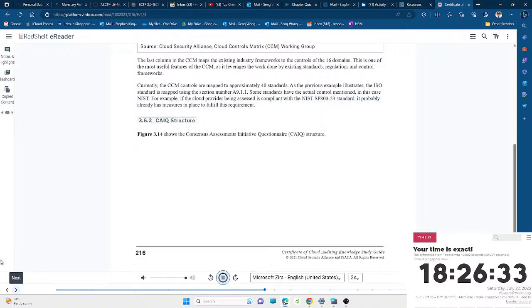3.6.2 CAIQ Structure. Figure 3.14 shows the Consensus Assessments Initiative Questionnaire, CAIQ, structure.